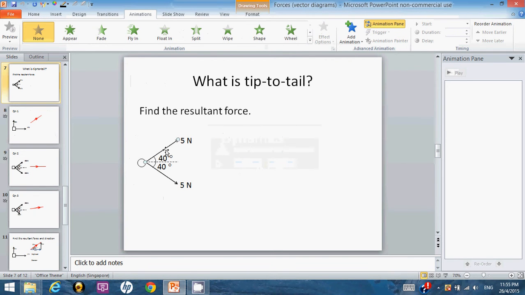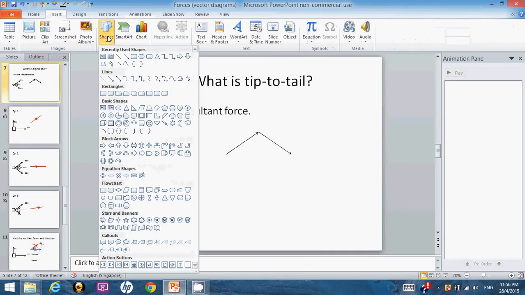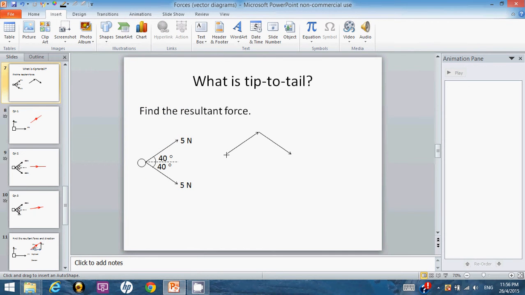What happens is that you need to keep the orientation of the force. For example, if you take this 5 Newton force out, the second force that you're going to draw is not at the same location as the first force, but drawn like that. That means you start from the end of the first force. The first force you put this way, and then you align the tail of the second force to the tip of the first force.